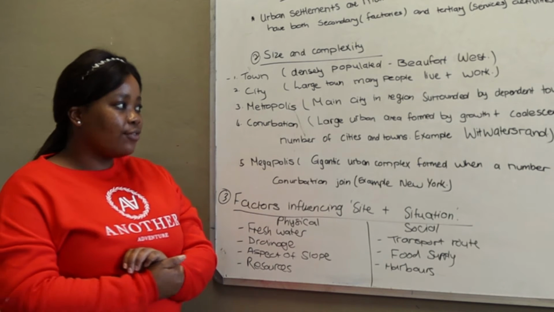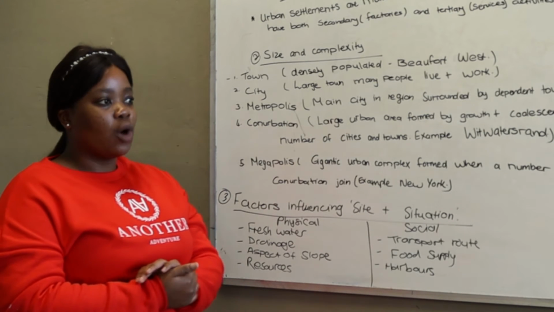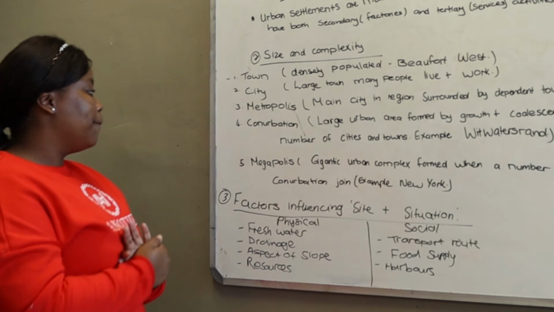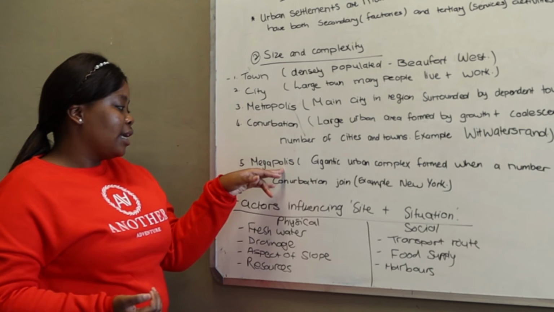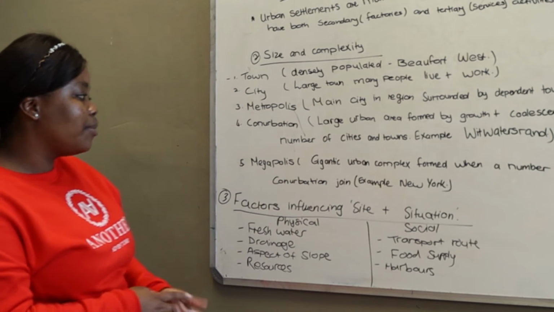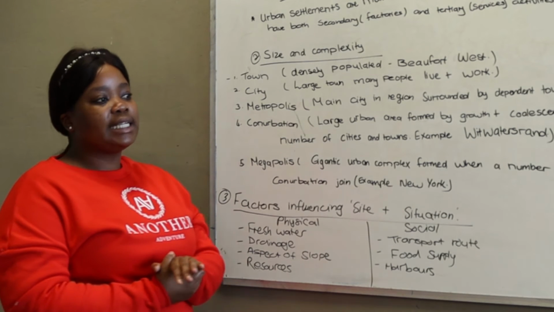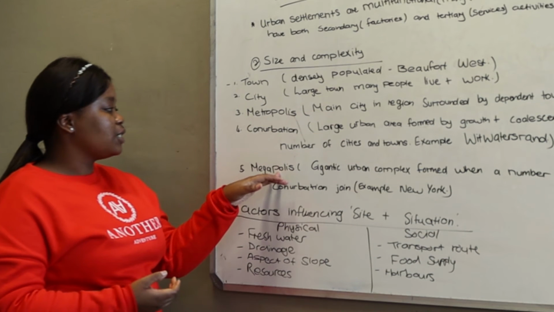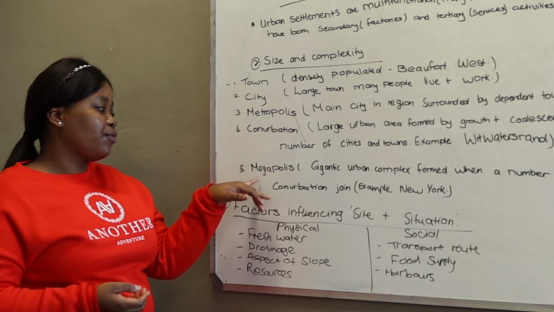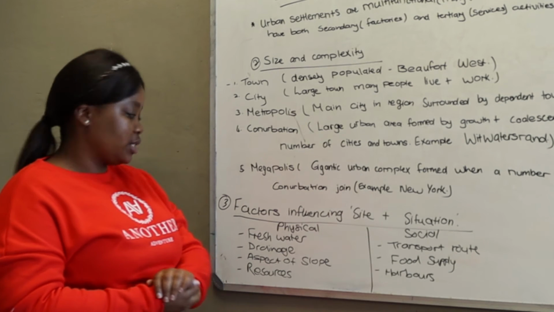A conurbation is a large area formed by the growth of a number of cities and towns. The example of a conurbation is Witwatersrand. The fifth one is a megapolis. Even the name tells you how big it is. It's a gigantic urban complex formed when a number of conurbations join. An example is New York City. So a megapolis is where conurbations join. When conurbations join, they form a megapolis. In this case, our example of a megapolis is New York City.